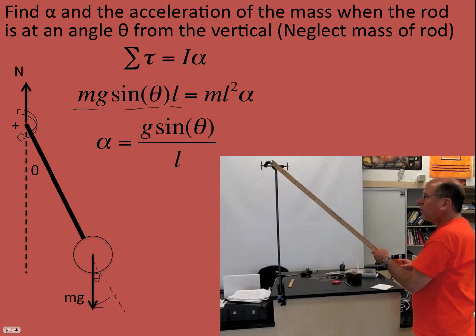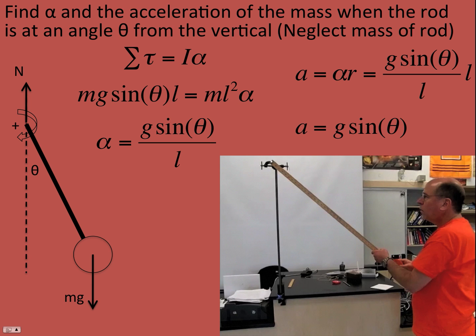And so if you get problems where they ask you how fast things are going, maybe when this goes through the bottom, you can't use alpha to figure that out because it's not constant. But they will ask you to figure out alpha, so you have to be careful. And then if we want the linear acceleration at the end, we just multiply the radius, which would be L, and we get g sine theta. Now that's the tangential acceleration. So you do have to be careful with that.